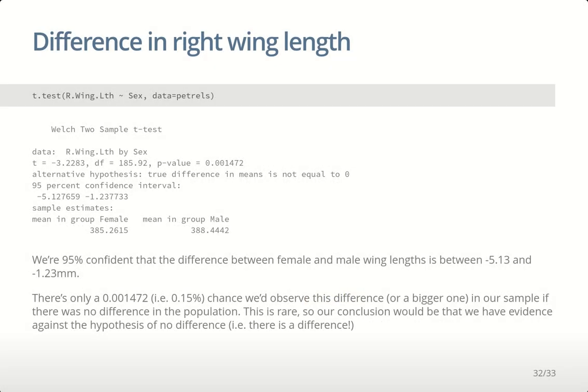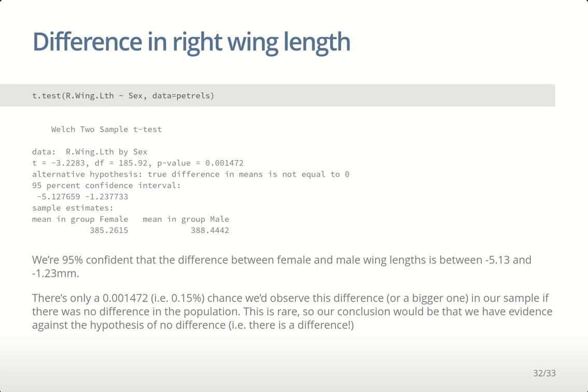So going back to it, we have our t.test, we have our p-value here, okay? So there's only a very small chance, 0.15%, that we'd observe this difference, or a bigger one, in our sample if there was no difference at all in the population. Okay, this is rare, so our conclusion would be that we have evidence against the hypothesis of no difference, right? So our sample is not consistent with there being no difference in the population.